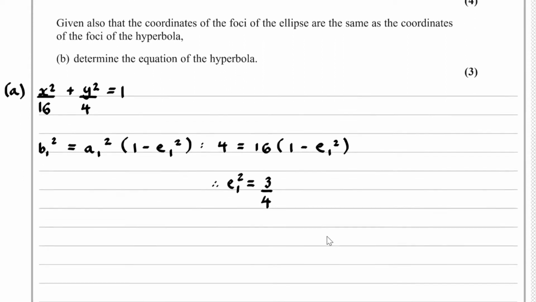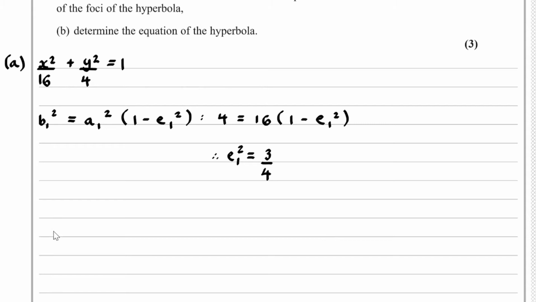Now if we consider the hyperbola, where we have x squared over a squared subtract y squared over b squared equals 1, then using eccentricity, what we have is b squared, which is equal to a squared multiplied by e2 squared subtract 1.